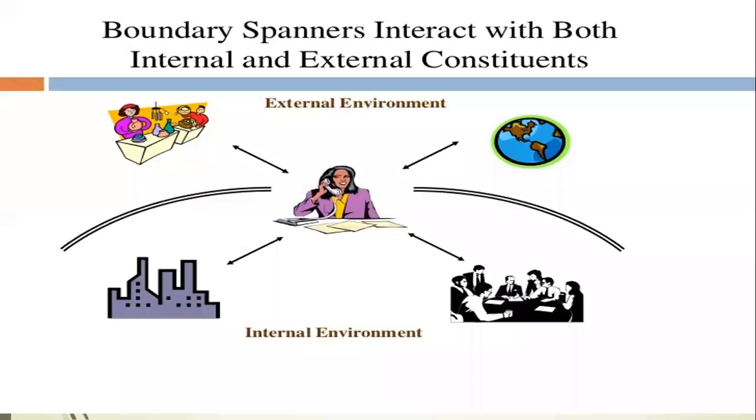Now next, boundary spanners interact with both internal and external constituents. Now what is boundary spanners exactly? Boundary spanners means a simple thing. Who is the main person between the management and the customer, or the external environment, internal and external environment? Who is the main person? The employee, the end employee.